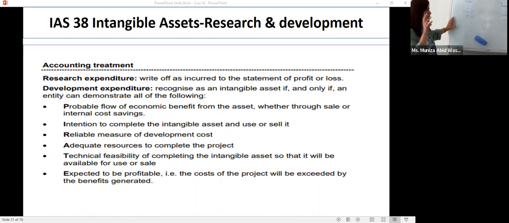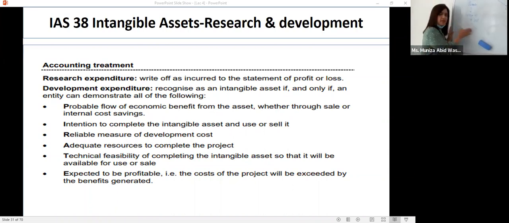Moreover, one more thing. Once this is written off as a revenue expenditure in SOPL, then it will never be reinstated as capital expenditure. We would never be able to reverse it and show it in our SOFP. Okay. So what is that 6-point criteria?